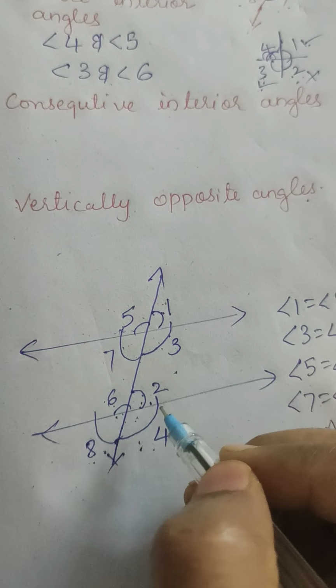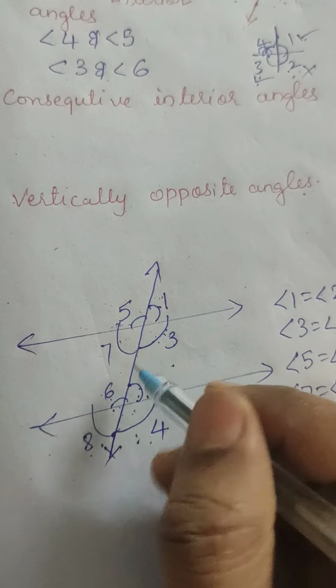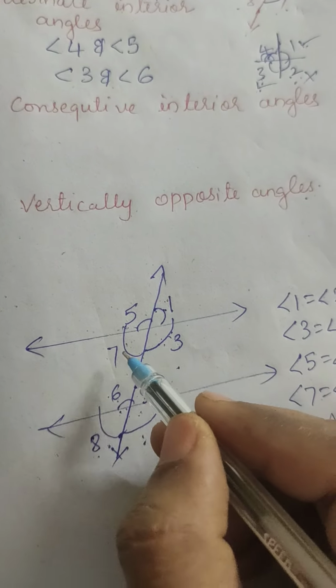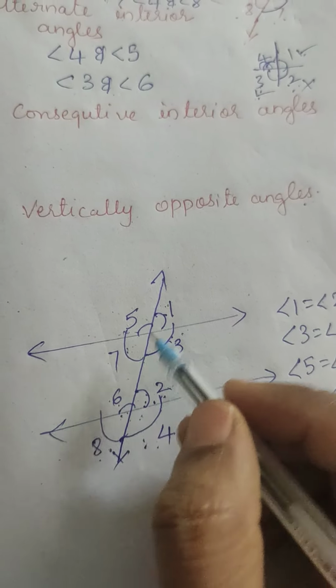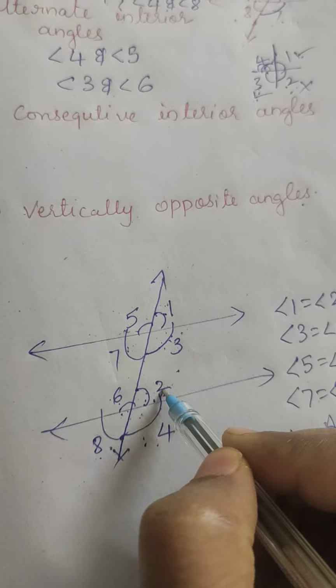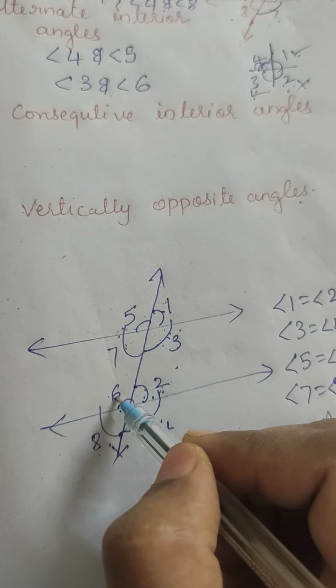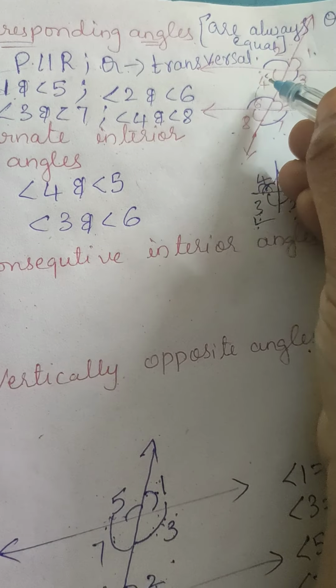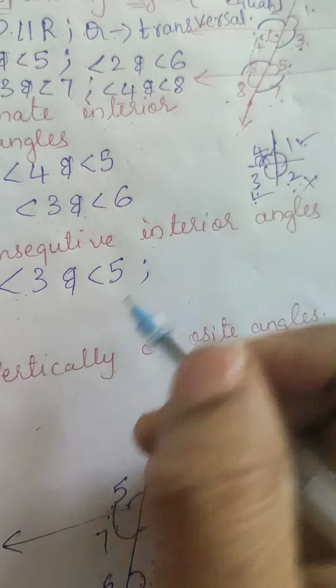Consecutive means the next number only. Alternate means we are leaving one number and taking the next one. Here alternate angles become alternate interior angles. We can take 2 and 7 as alternate interior angles, and 3 and 6 are again alternate interior angles. But consecutive means the next number. 3 and 2 are consecutive interior angles and 7 and 6 are consecutive interior angles. Here we can see 4 and 6 and 3 and 5: angle 3 and angle 5, similarly angle 4 and angle 6.